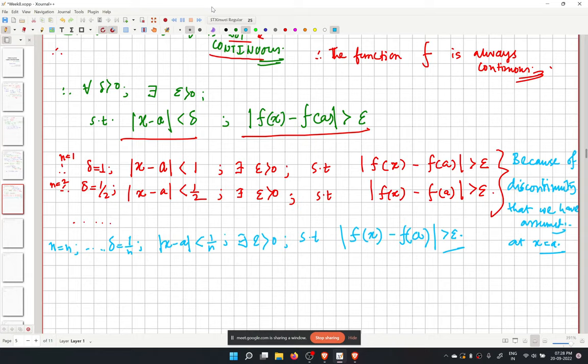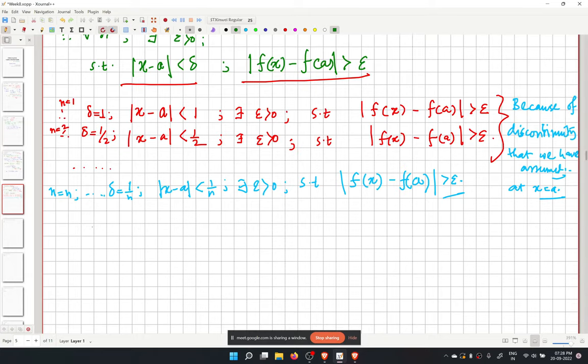Okay, so we can clearly see that we have a pattern here, and the pattern says that as n increases, we'll always find the delta, which is 1 over n, or for larger n's it will change accordingly, but we'll always find an arbitrary point x very close to the discontinuity point a, but in that case also this functional value will be greater than epsilon. So we can use this and say that when limit n tends to infinity, |x minus a| is less than 1 over n, which we can call delta n. This will imply that x is tending to a, right?